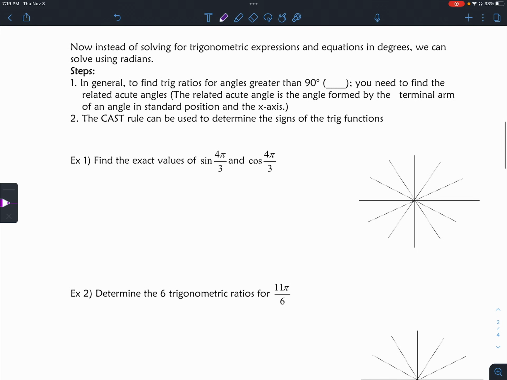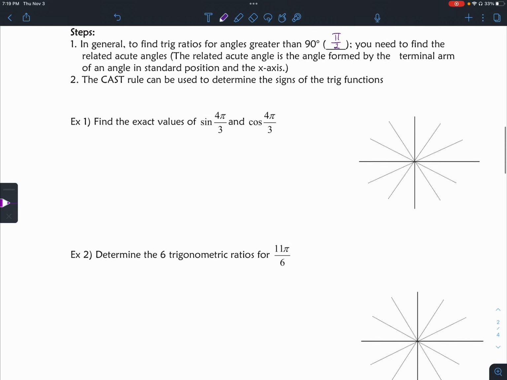Okay, so now instead of solving for trigonometric expressions and equations in degrees, we can solve using radians. In general, to find trig ratios for angles greater than 90, so recall that 90 is what? It's pi over 2. You need to find the related acute angles, also known as the reference angles. The related acute angle is the angle formed by the terminal arm of an angle in standard position and the x-axis.